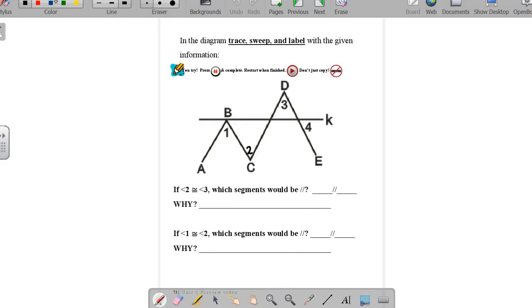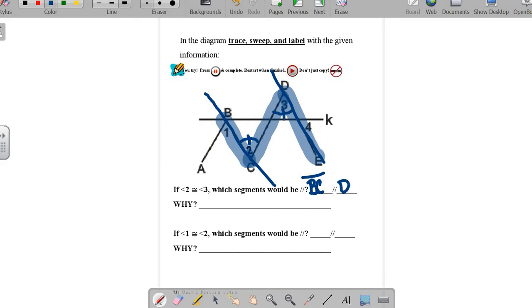Welcome back. Okay, let's take a look at what you did. It says if 2 and 3 are congruent, what you would have here would be armpits of the Z, which would force BC to be parallel to DE. So in this case, BC would be parallel to DE, again, even though they don't look like it, but because you're told these angles are equal. So why would that be? You would write if alternate interior angles are congruent, then you have parallel lines.